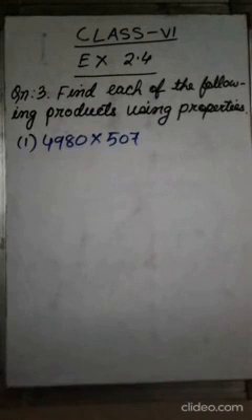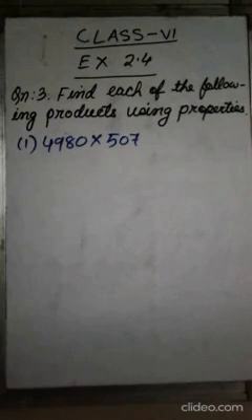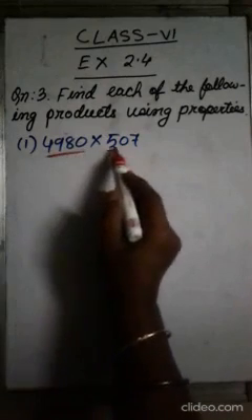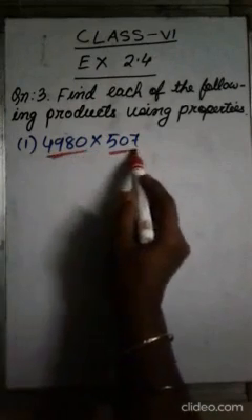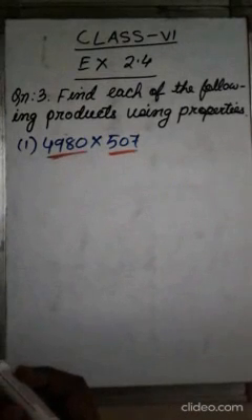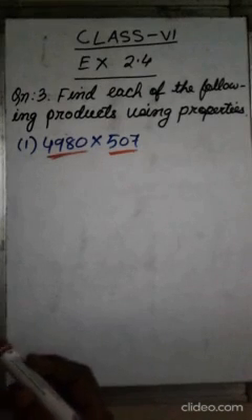Today we shall solve some problems from question number 3 of exercise 2.4. Find each of the following products using properties. If we try to solve this directly, we need a lot of time. If we want to multiply these two big numbers, we need a lot of time. So to make it easier, we have to use some properties.